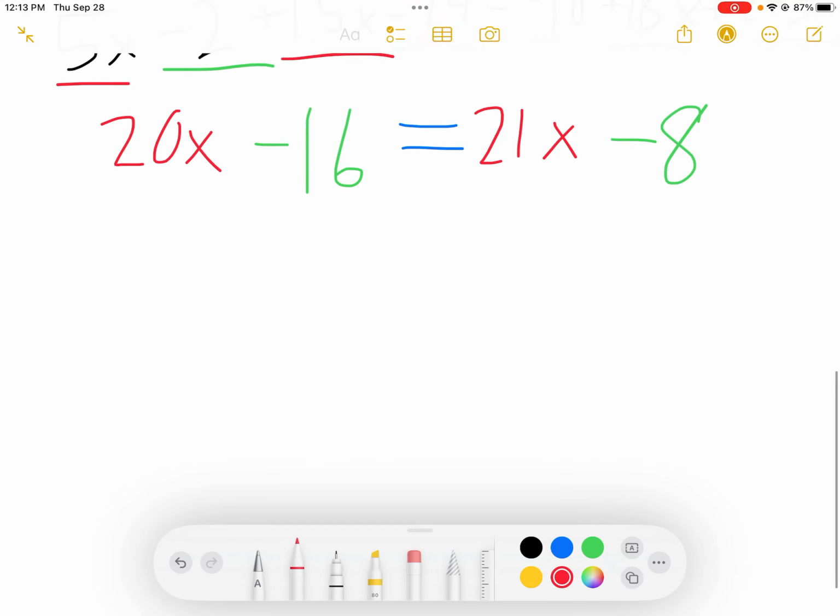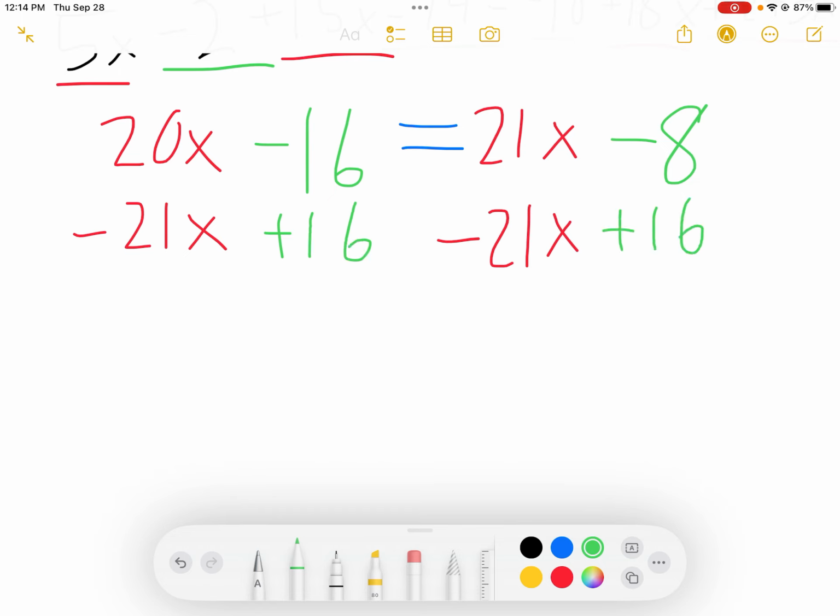Now we're just solving an older version of the problem. We're going to subtract 21x on both sides to get all the x's over to the left. And I'm going to do this in a single step. I'm also going to add 16 on both sides to get all the constants over to the right, because I want this to cancel so that I don't have any constants on the left, and I want this to cancel so that I don't have any x's on the right. All my x's should be on the left. All my constants should be on the right.